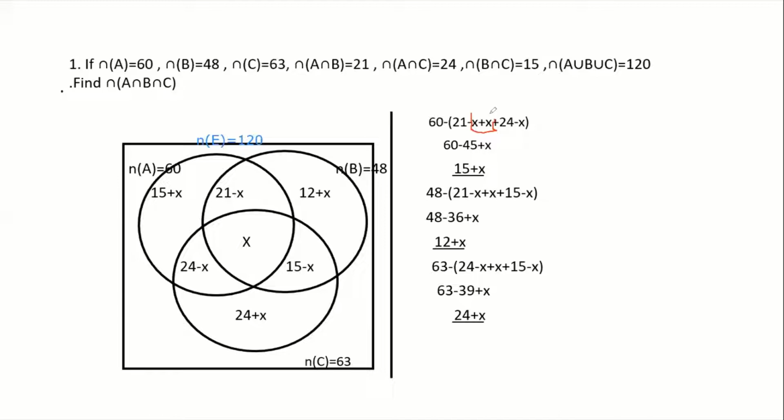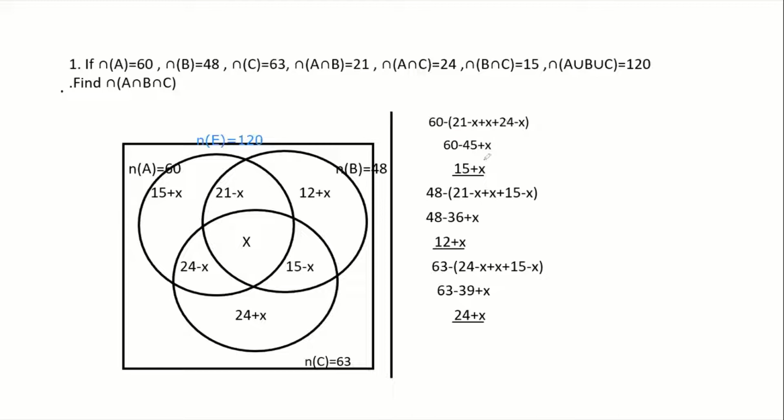We shall end up eliminating this and eliminating this. So we shall remain with 60 minus into 21 minus X. So if we are going to open brackets, we shall end up with 60 minus 45, minus 21 plus 24, which gives us a 45. So that is 60 minus 45 plus X.